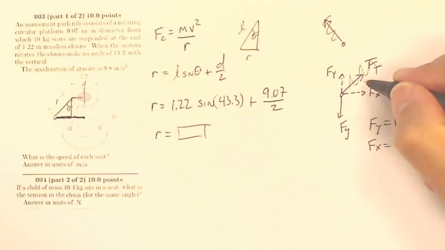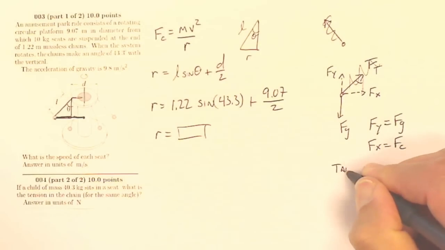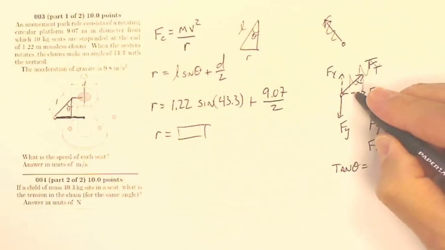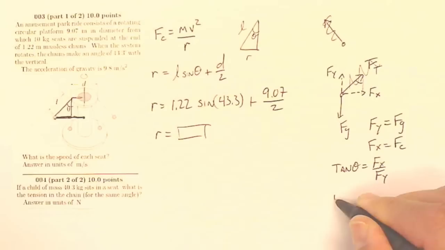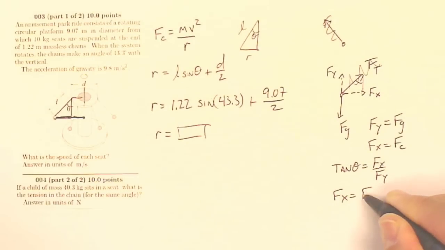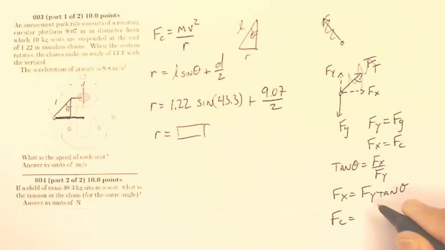If this were theta, and this were y, and this were x, then the tangent of theta is going to be my x over y, Fx over Fy. So my Fx is going to be Fy tan theta. But the force x is centripetal, and the force y is gravity. So now I've got centripetal force is my gravitational force times the tan of theta.